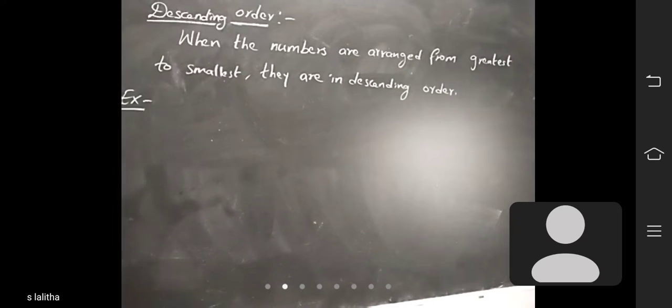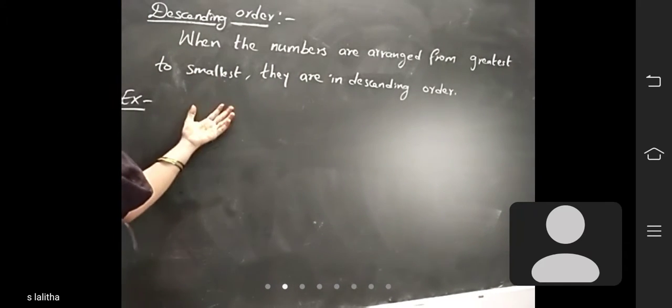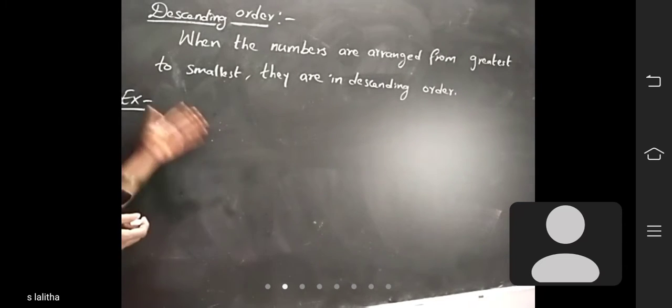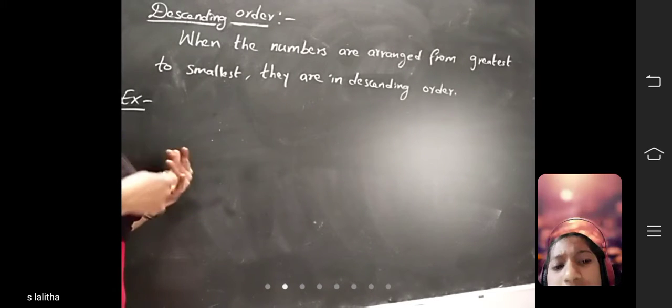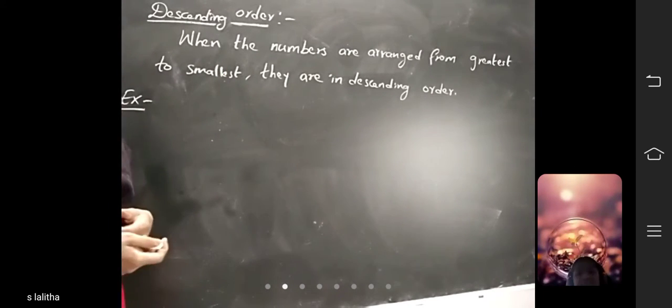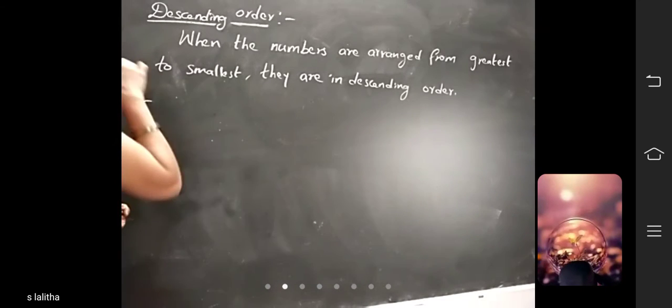Next is, children, descending order. So when the numbers are arranged from greatest to smallest, they are in descending order. Ascending order means the numbers are arranged from smallest to greatest, and descending is quite the opposite of ascending order. That means numbers are arranged from greatest to smallest. They are in descending order. Okay, I'm writing the example.